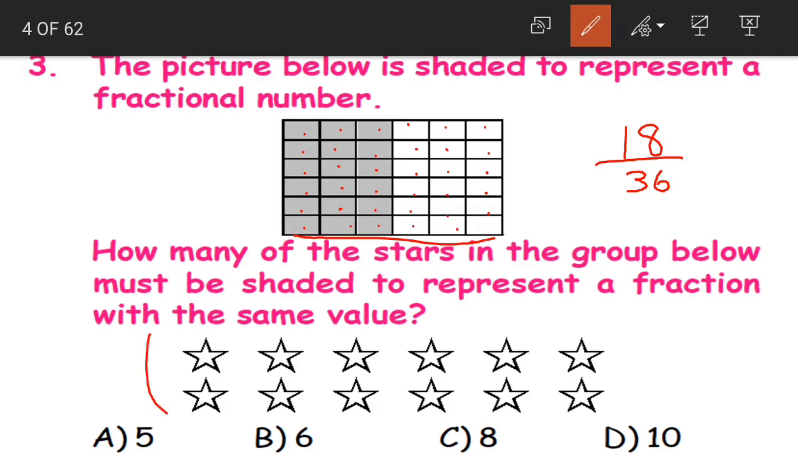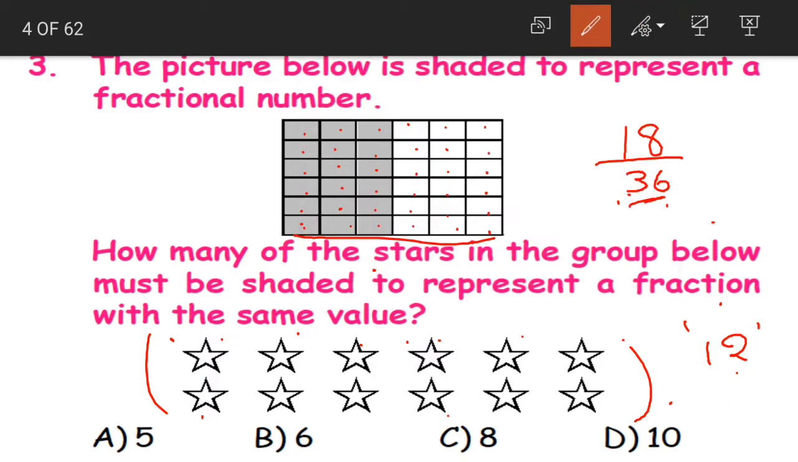How many stars in this group should be shaded to represent a fraction with the same value? Okay, here we are having 36 boxes, but here we are having how many? 1, 2, 3, 4, 5, 6. We are having only 12 stars. Understood? See, there is a difference in the total number of equal parts here. Now what should you do?